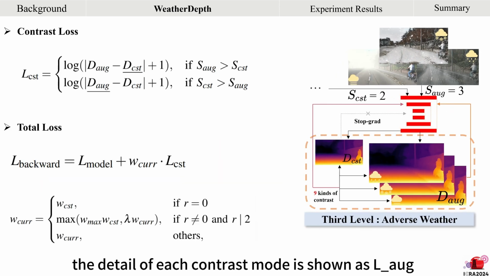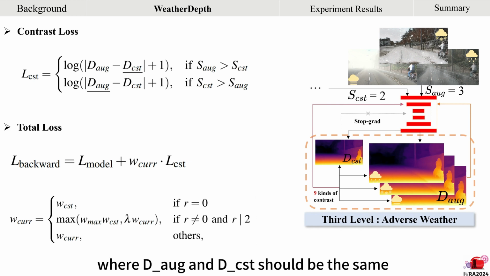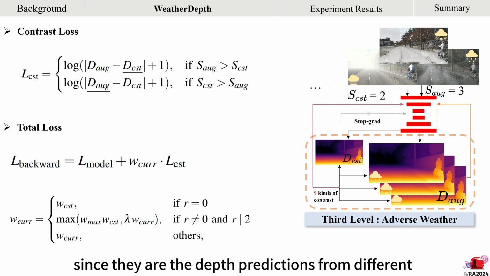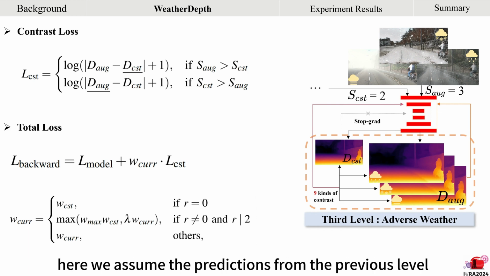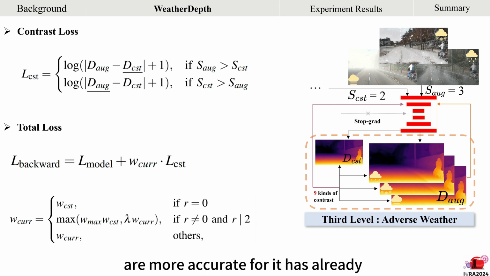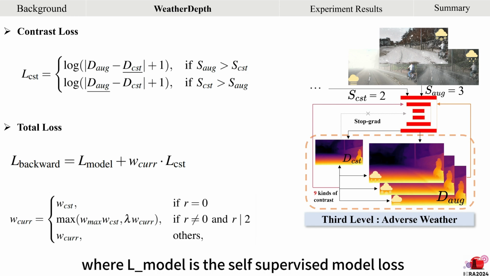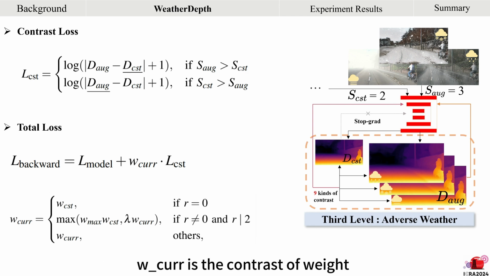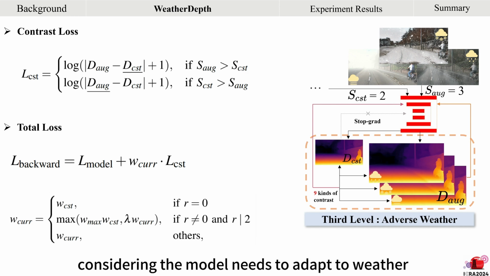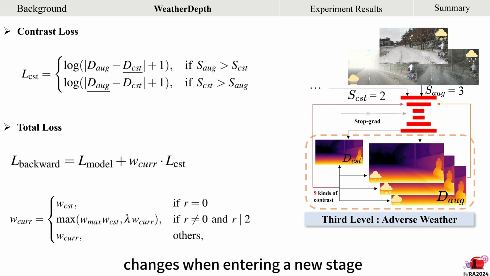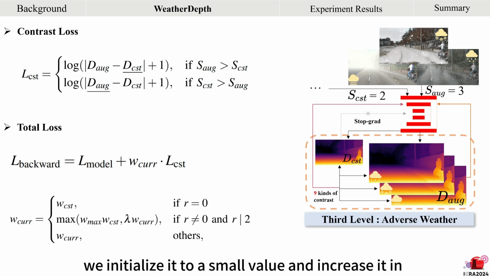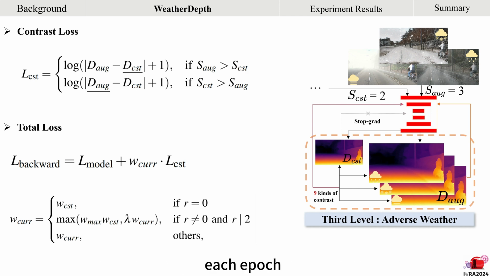And concretely, the detail of each contrast mode is shown as L-augment, where D-augment and D-contrast should be the same since they are the depth predictions from different weather augmentations of the same image. Here we assume the predictions from the previous level are more accurate for it has already been well trained in the last curricula, and we stop its gradient to constrain the D-augment. The total loss is L-backward, where L-model is the self-supervised model loss, and omega-curriculum is the contrastive weight. Considering the model needs to adapt to weather changes when entering a new stage, we initialize it to a small value and increase it in each epoch.